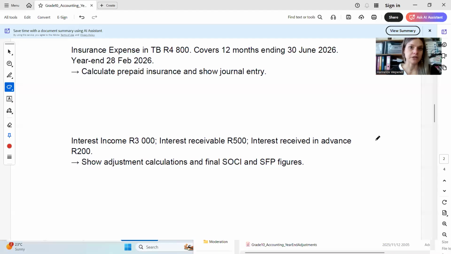Still busy with our year-end adjustments. So I'm just going to continue looking at different transactions, different scenarios, and how we are going to use that or show that within our financial statements.